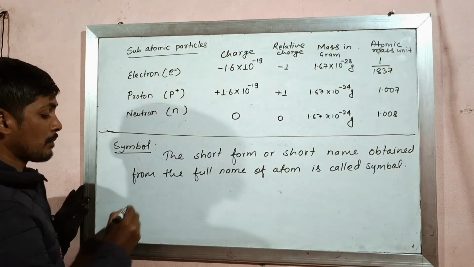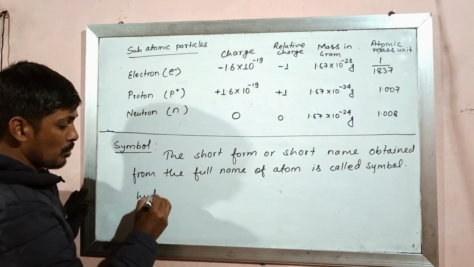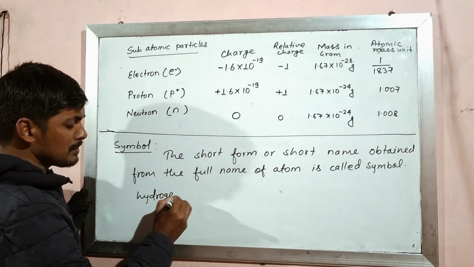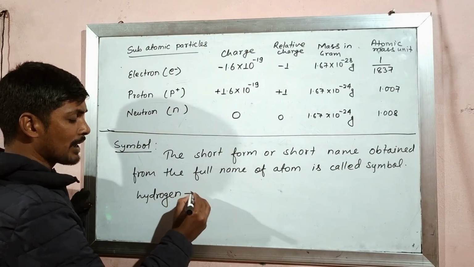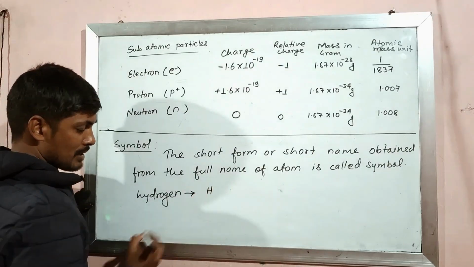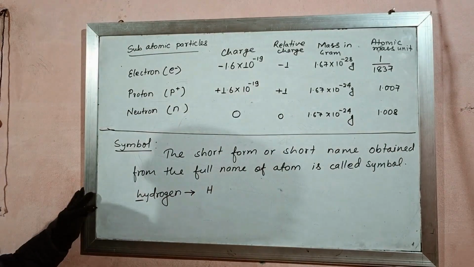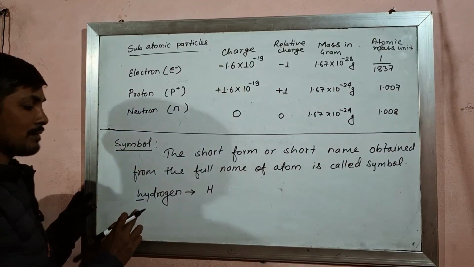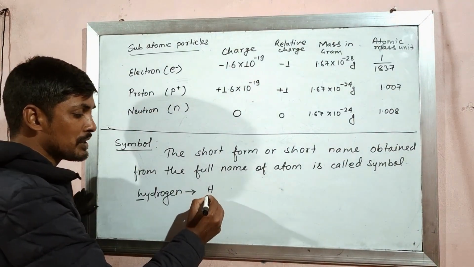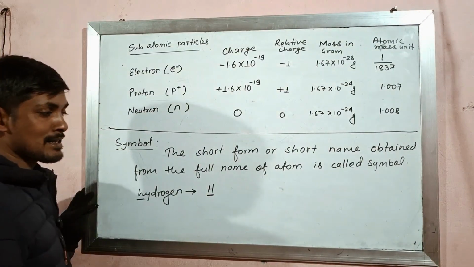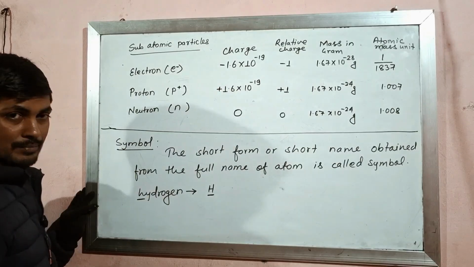Like if we talk about hydrogen, what is the symbol of hydrogen? The symbol of hydrogen is H. It is taken from its full name. The first letter of the full name is H, so we use it as the symbol of hydrogen.